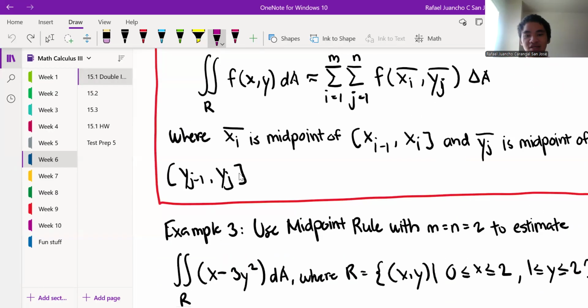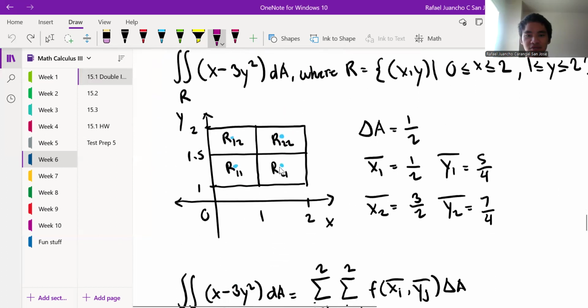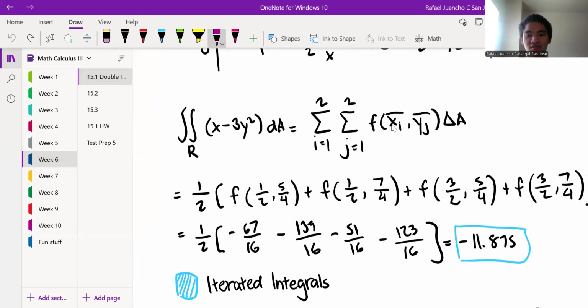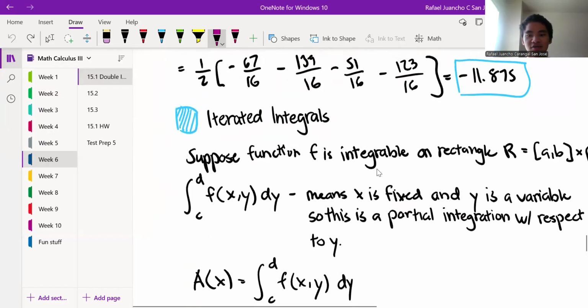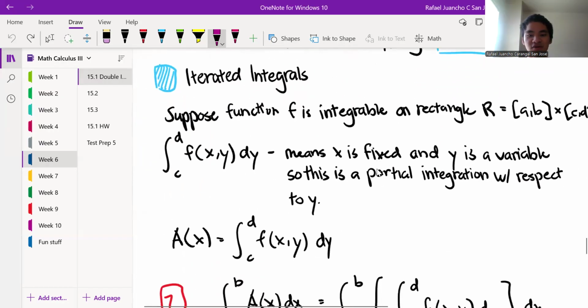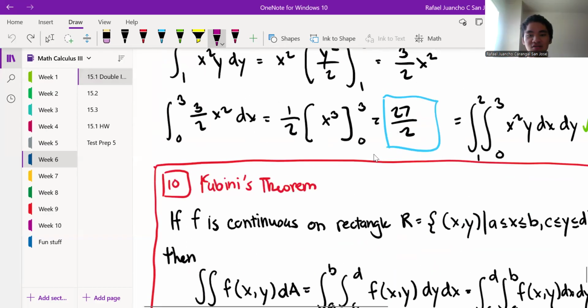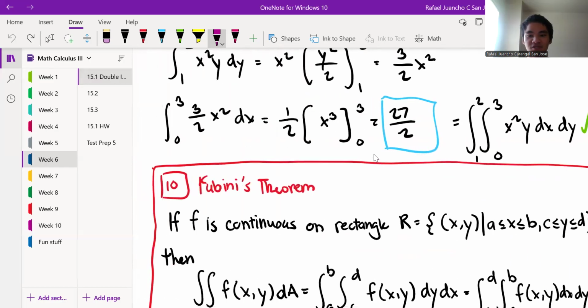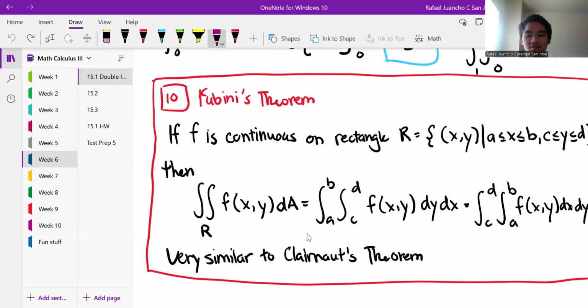And so here we basically get the midpoints of x and y. And then we used the midpoint rule to calculate the double Riemann sum. And then we got into this idea of iterated integrals where we solve an inner integral and then an outer integral. And this will give us basically the volume, which is a value, right? And so this is similar to partial derivatives, right? With Clairaut's theorem, we can integrate with respect to y first and then x, or vice versa, right?